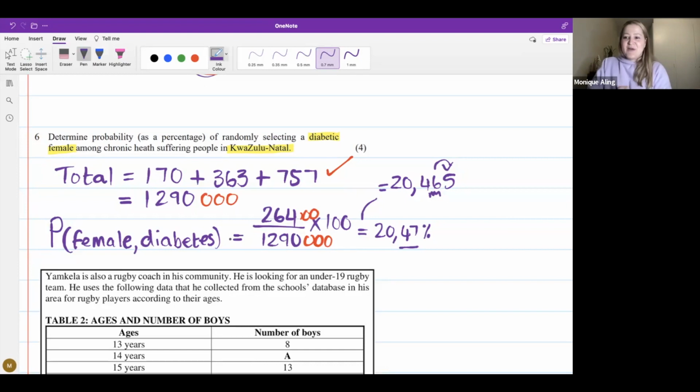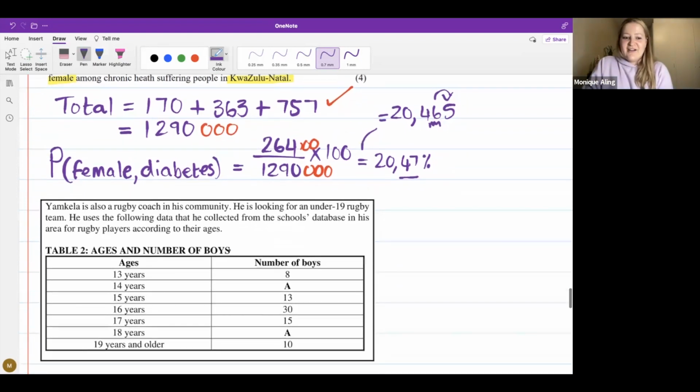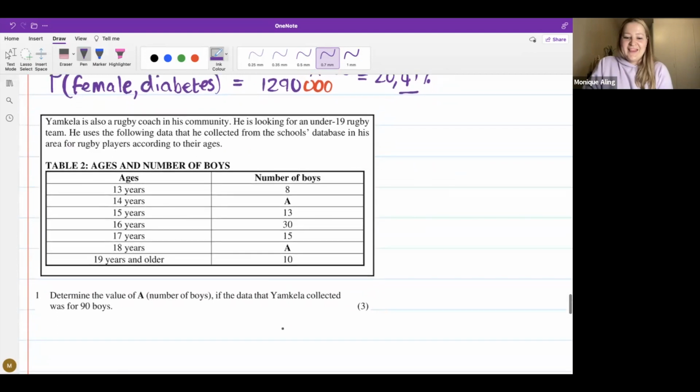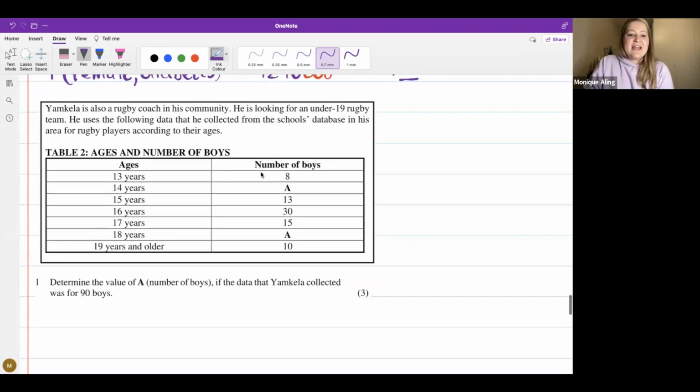Can we try the next question now? Yamkela is also a rugby coach in his community. He is looking for an under-19 rugby team. He uses the following data that he collected from the school's database in his area for rugby players according to their ages.